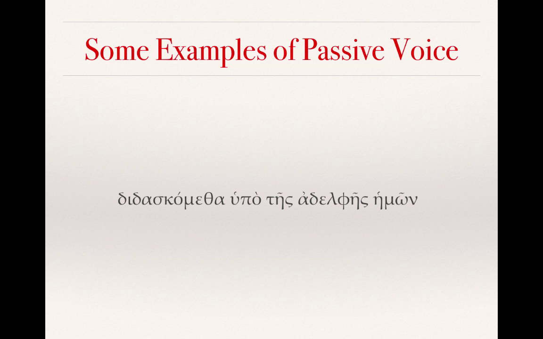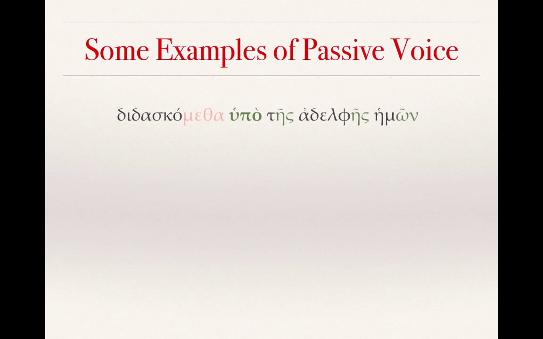Didaskometha hupo tes adelphes hemon. So now we're going to look at it with those key markers indicated. The first thing that we see is that metha ending, which indicates a middle passive of the present indicative. And you see that hupo, followed by the genitive case, tes adelphes hemon, indicates that personal agent. So a simple sentence would be, we are being taught. I've tried to highlight are being taught as that present progressive passive voice.